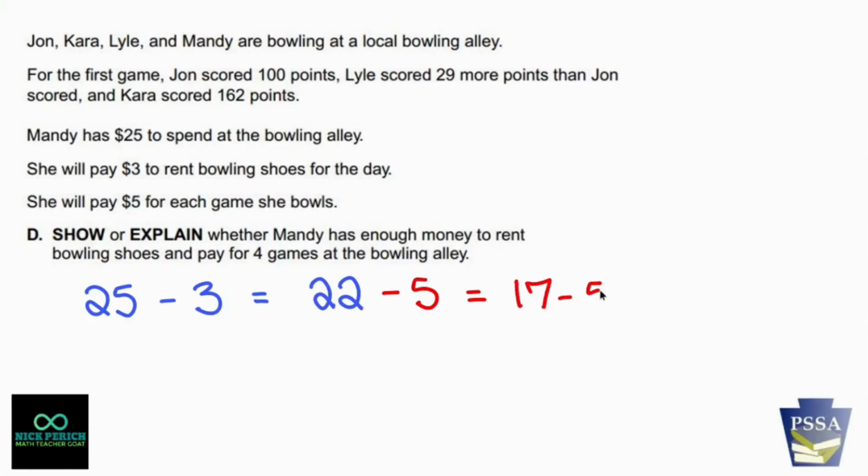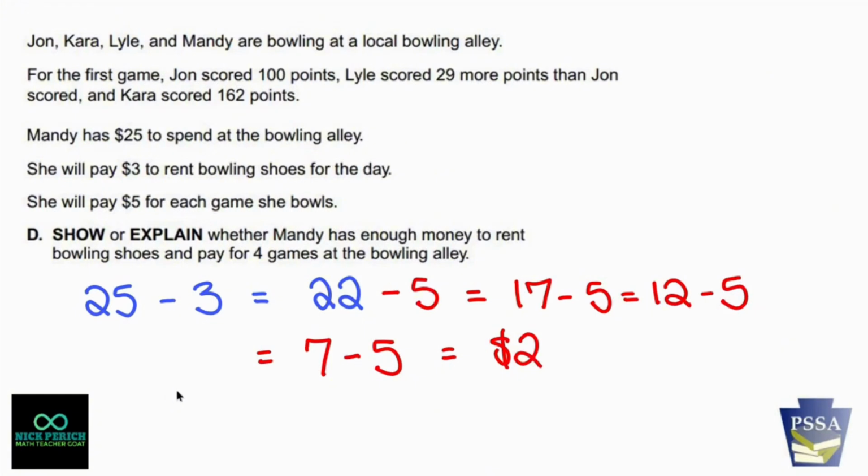2 games is minus 5 again. Leaves with $12. Another game is minus 5 again. That's going to leave with $7. So we have done the shoes, 1 game, 2 games, 3 games. A 4th game is going to be minus $5. 7 minus 5 means she will have enough and she'll have $2 left over.